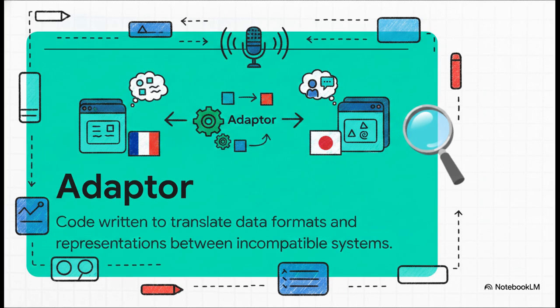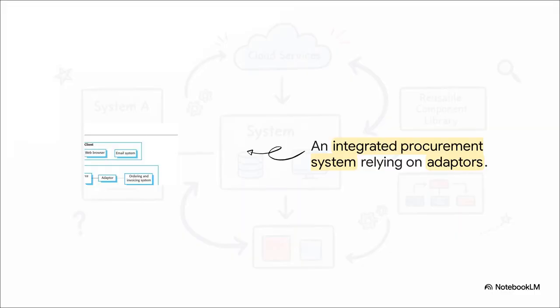Think of it like a highly skilled translator at the United Nations. One system speaks French, another speaks Japanese. The adapter sits right between them, receives a message, translates the format, and passes it along so the next system can actually understand it. To understand how this works in practice, let's consider an integrated procurement system.